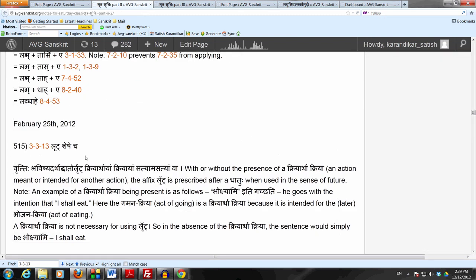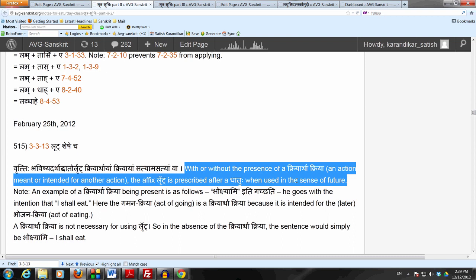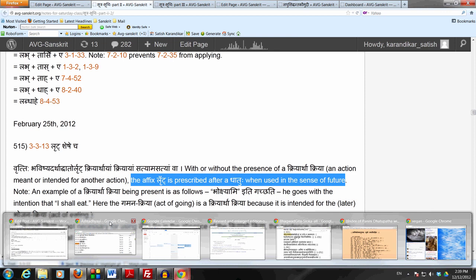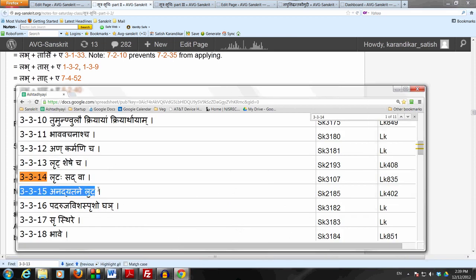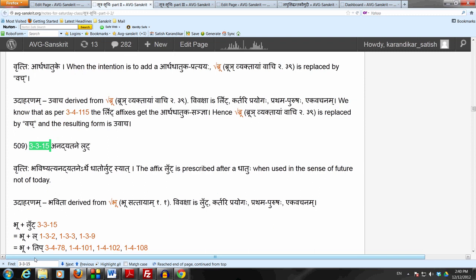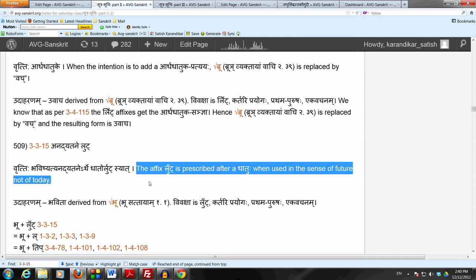So we know from 3.3.13, Rit Sheshe Cha, that the affix rit may be used following any verbal root to denote an action which is to be done in the future. So rit is prescribed Vishyat Samanye as a general future tense. Let us also not forget 3.3.15, Anadyatane lut, which means that if a future action is exclusively not of today, there is no today component to it, then lut has to be used and not rit. So even though rit is Vishyat Samanye, if we have Anadyatane, then lut has to be used.